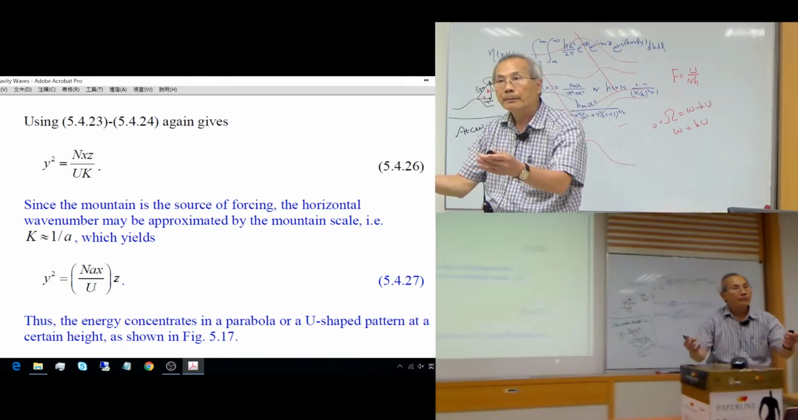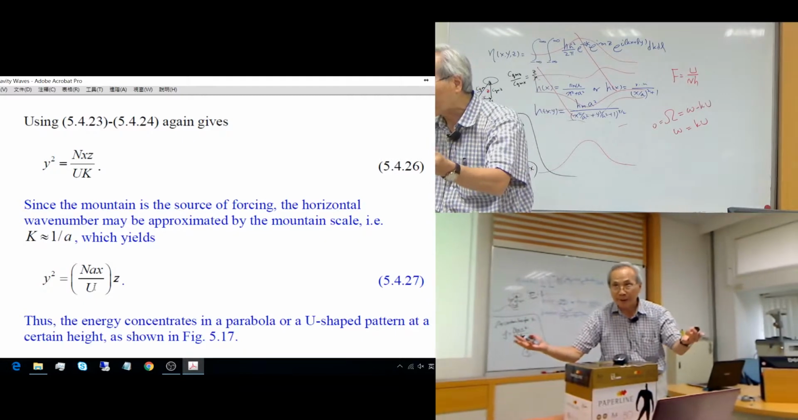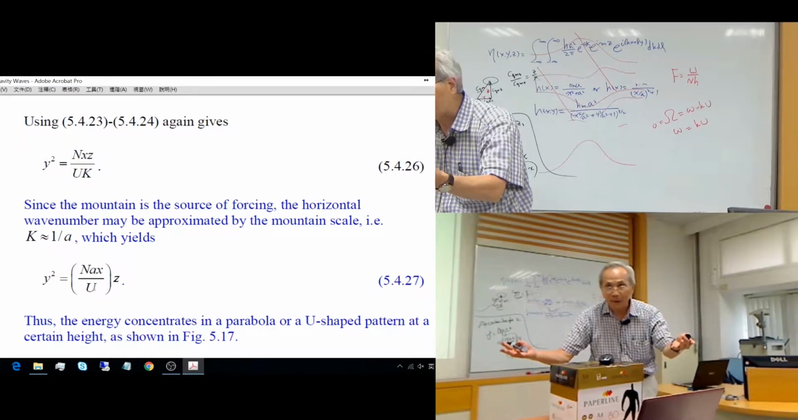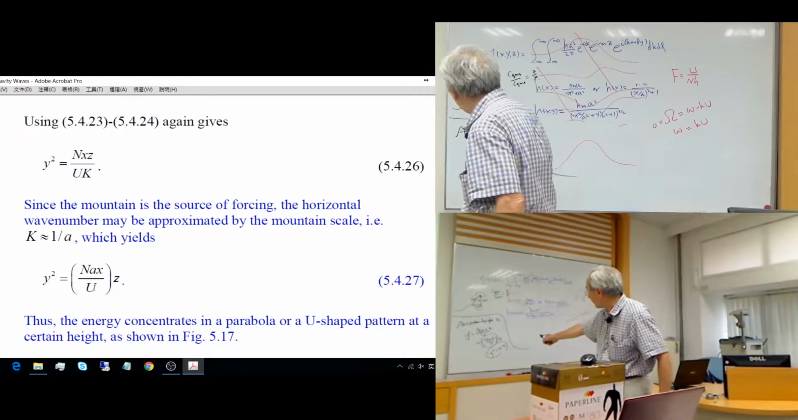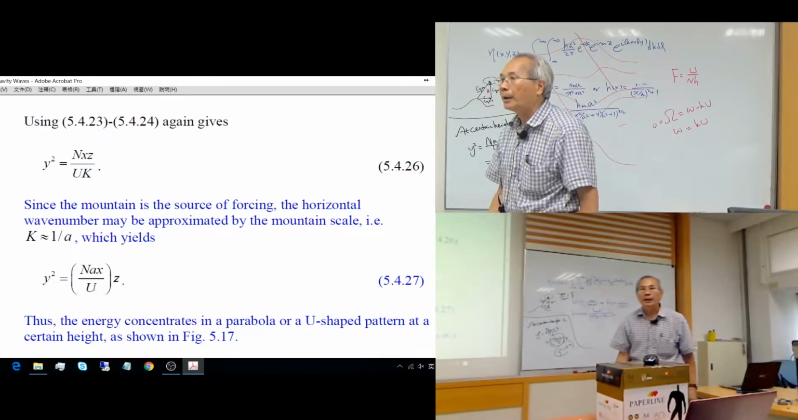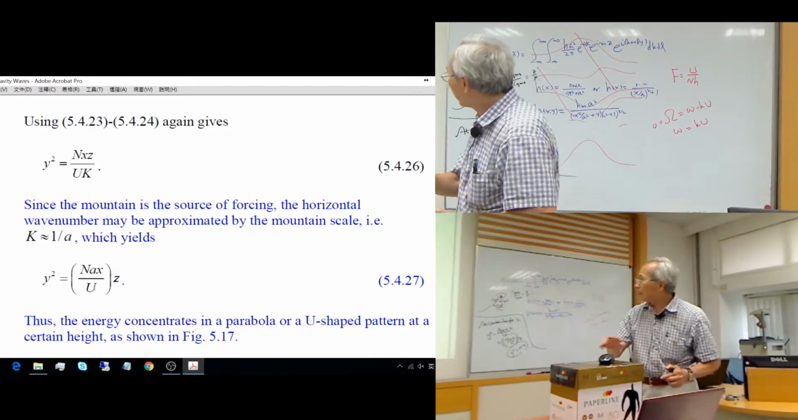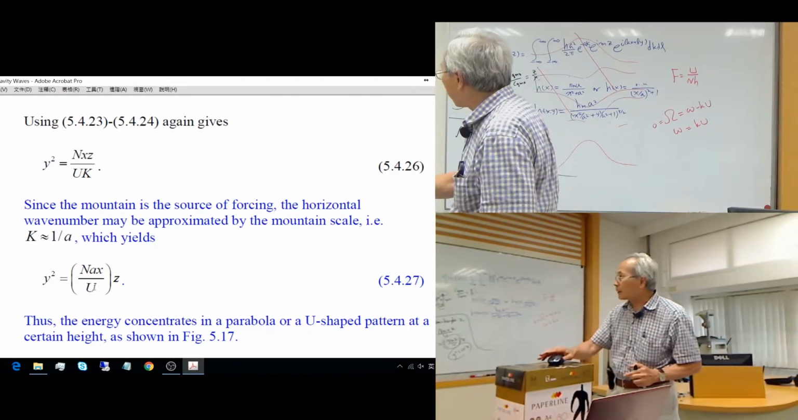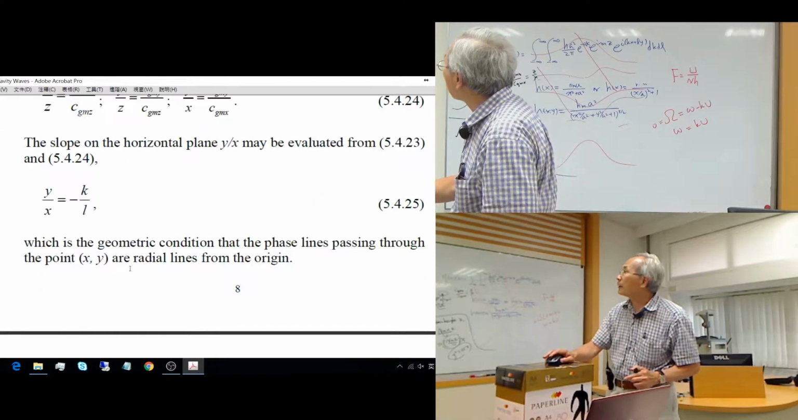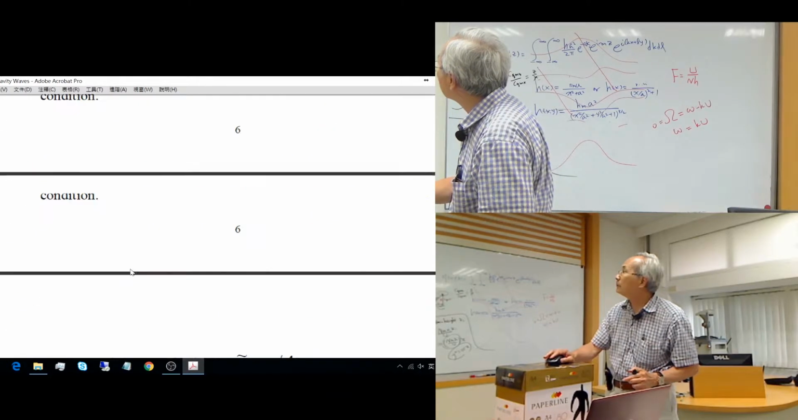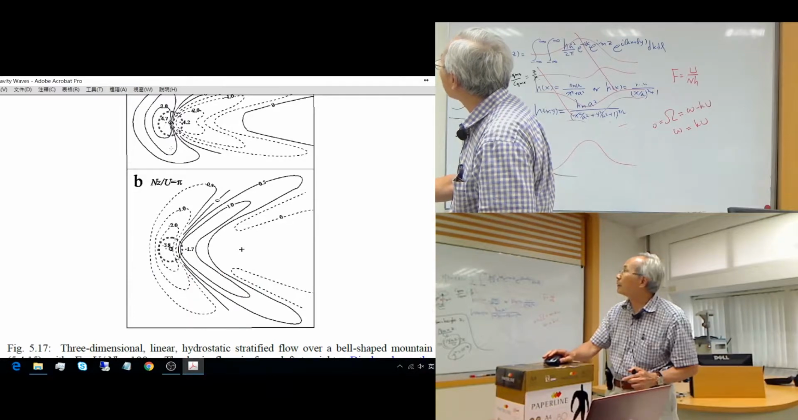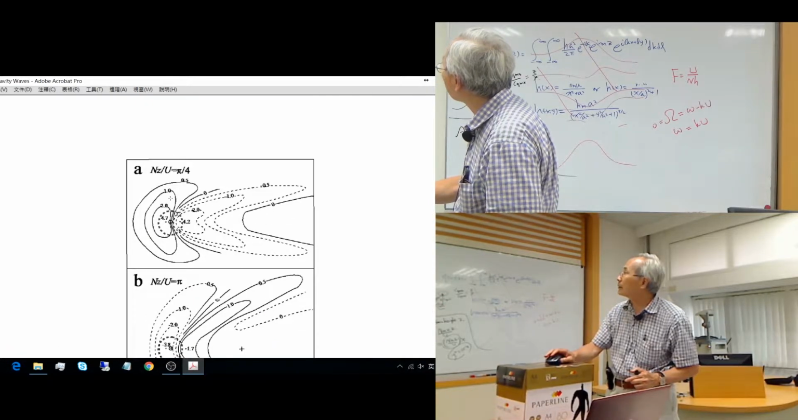That's a parabola, that's a power scene, right? Because y squared equals alpha x. And that explains this U-shaped power scene.